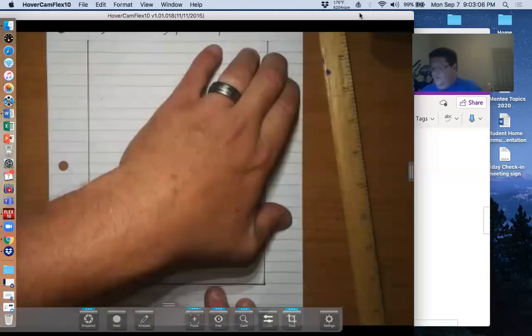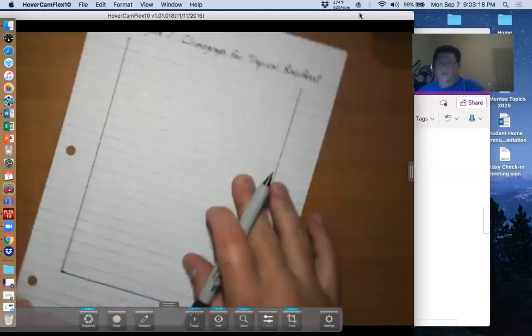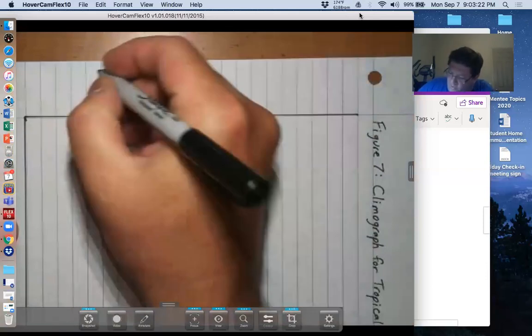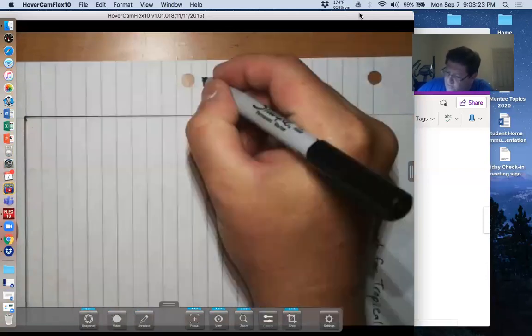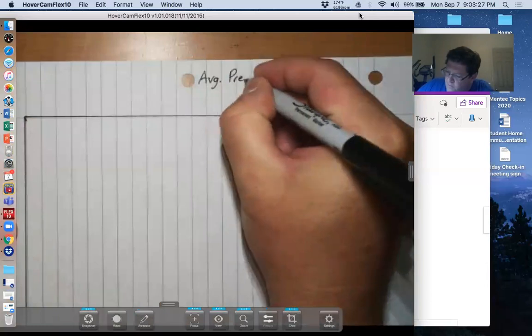Okay, you have a y-axis here, and you have a y-axis here, and then obviously this is your x-axis on the bottom. This is what makes climographs trippy. Now, normally we label them after we put the numbers. I'm going to put the labels on them so we can keep this stuff straight. So I'm going to turn my paper. On this y-axis, we're going to put our precipitation. So this is average precipitation.